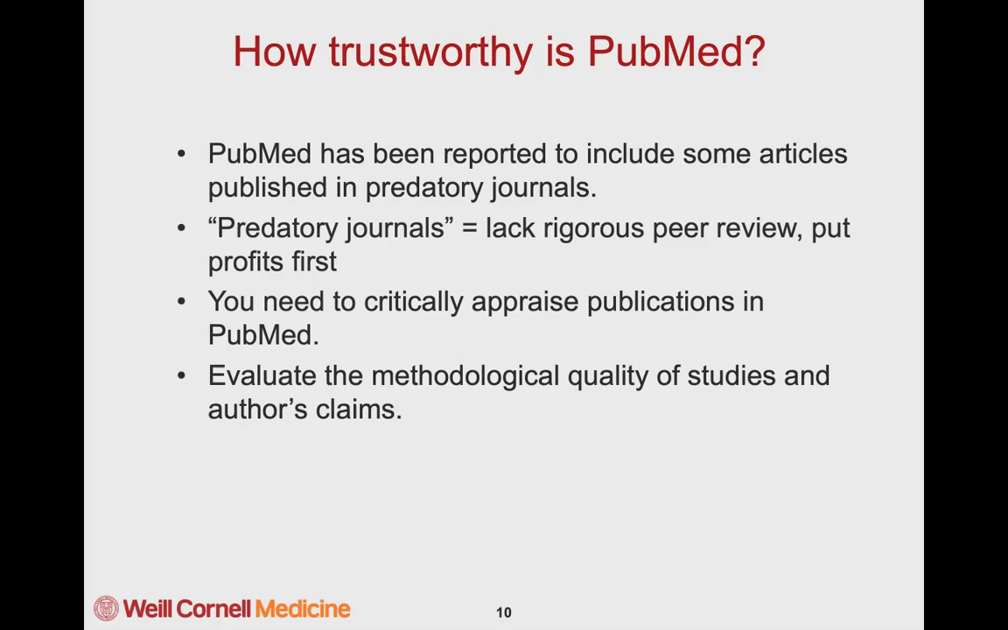Some people prefer to say bad faith journals or unscrupulous journals, but I'm using this term today because it is still in wide usage. What does this mean for you as a searcher? This means that you need to critically appraise publications in PubMed, hopefully in the same way that you might do in Google or Google Scholar. You want to read beyond the abstract of a publication and really take a look at the methodological quality of studies and the author's claims to make sure that this is a high quality article.